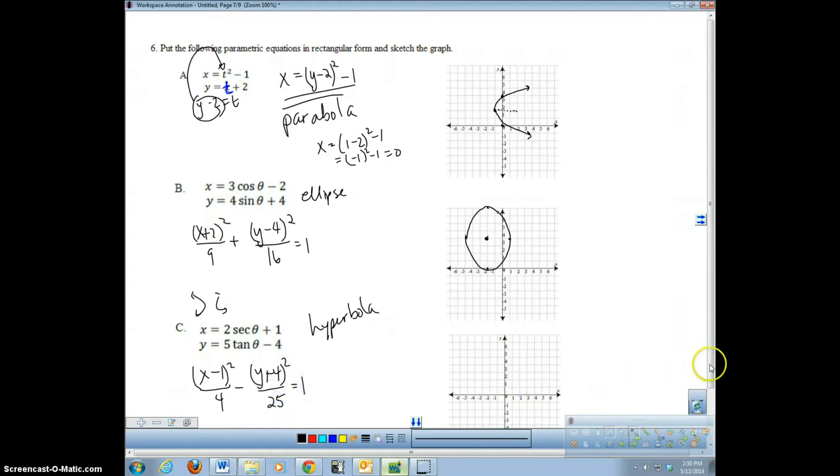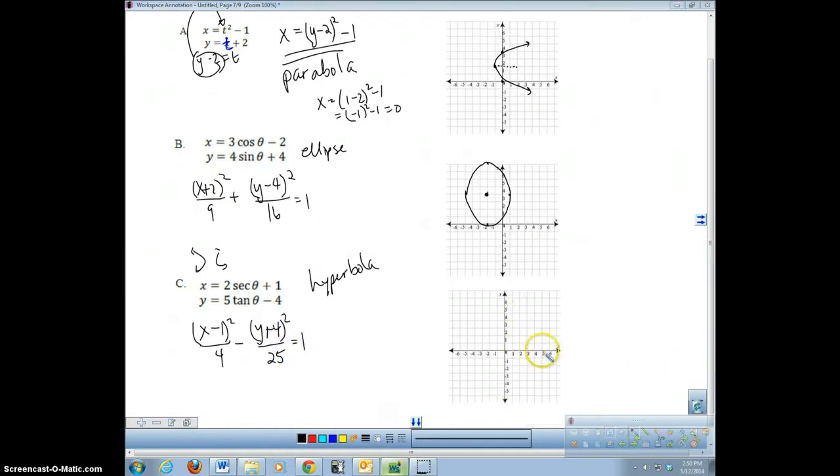And I'm going to graph that with positive 1, down 4. Okay, so there's my center. And then I'm going to go up 2, right 2, and up 5. Okay, over 2, down 5. Here, this is my asymptote.